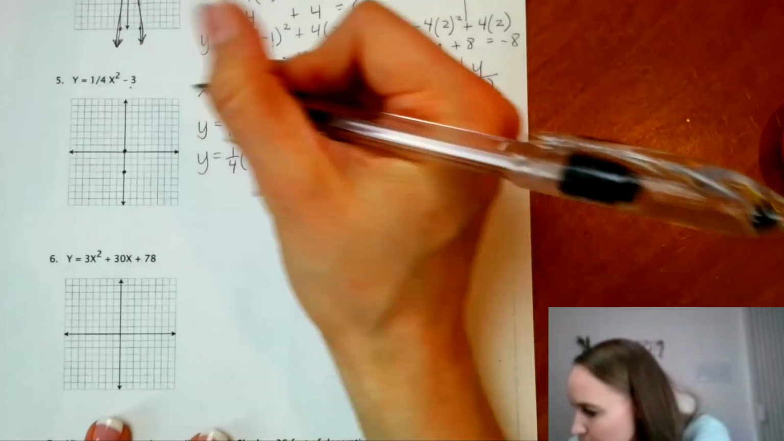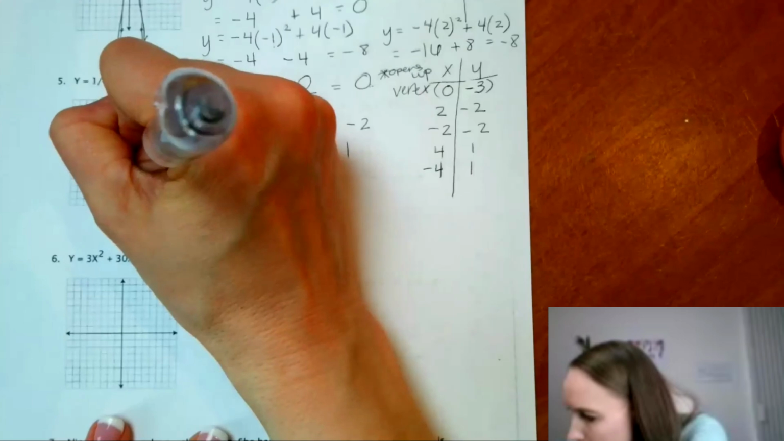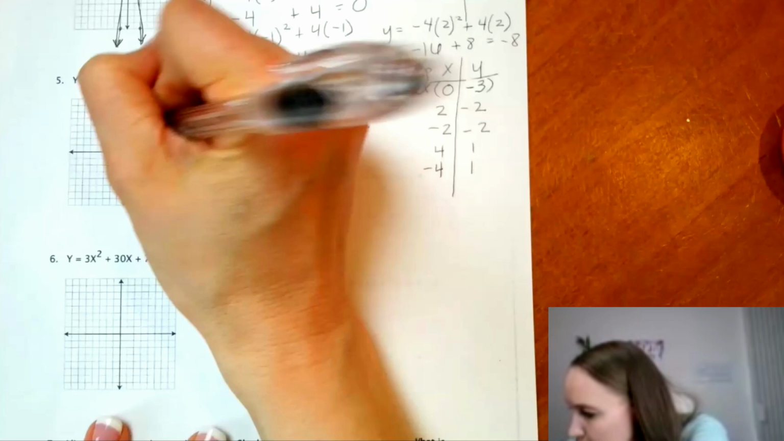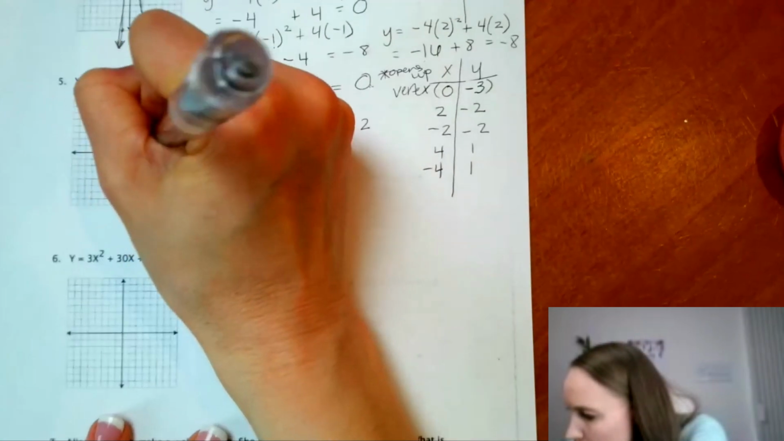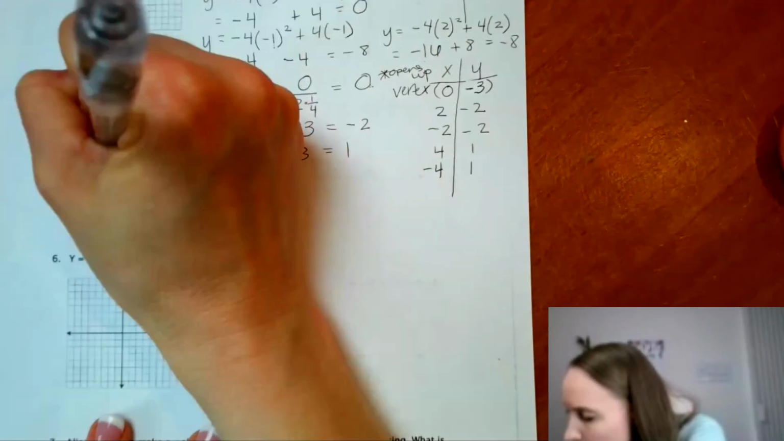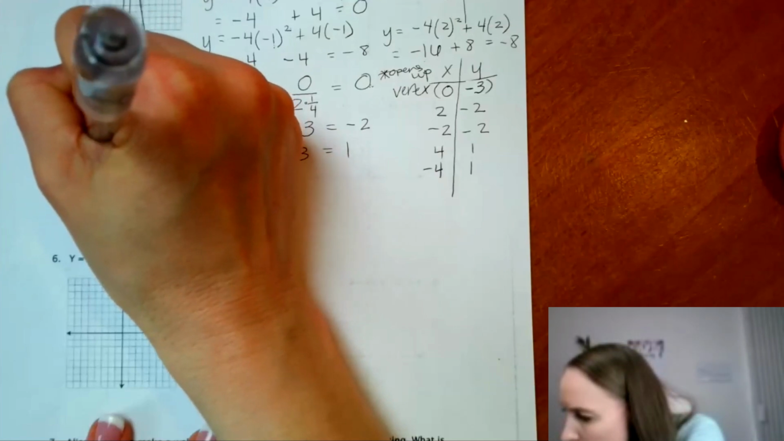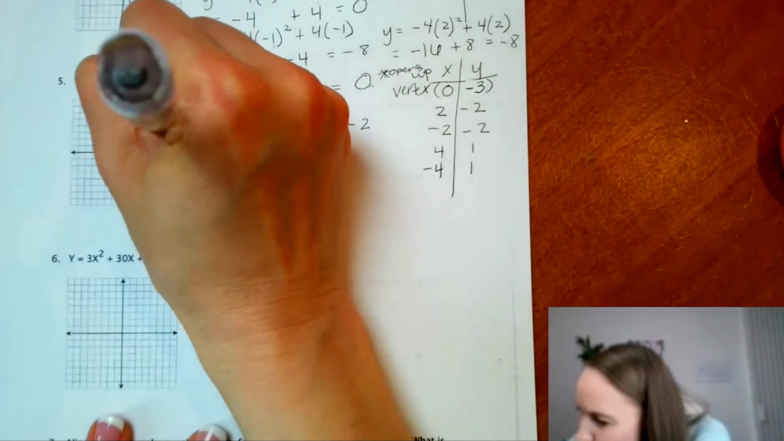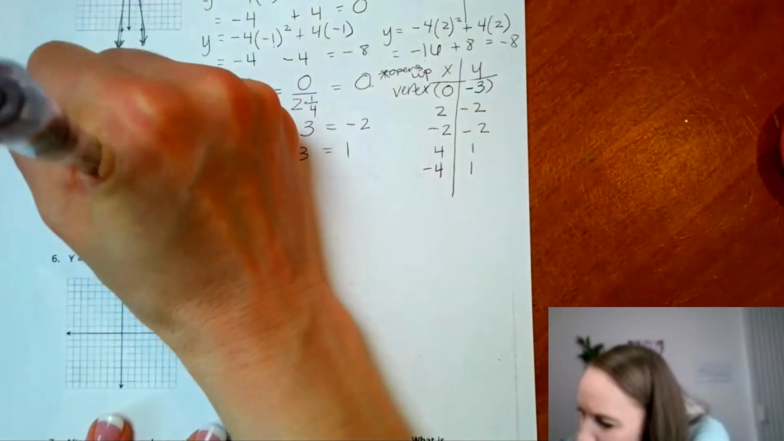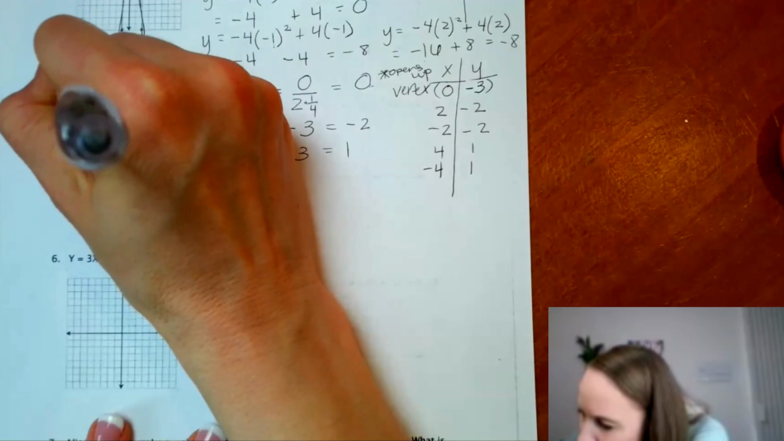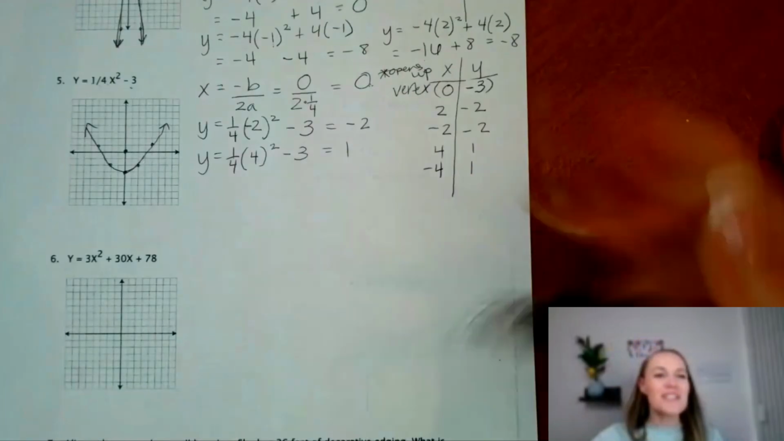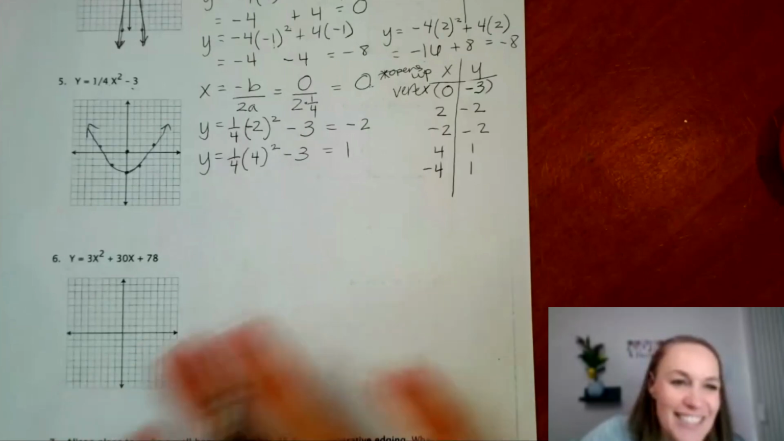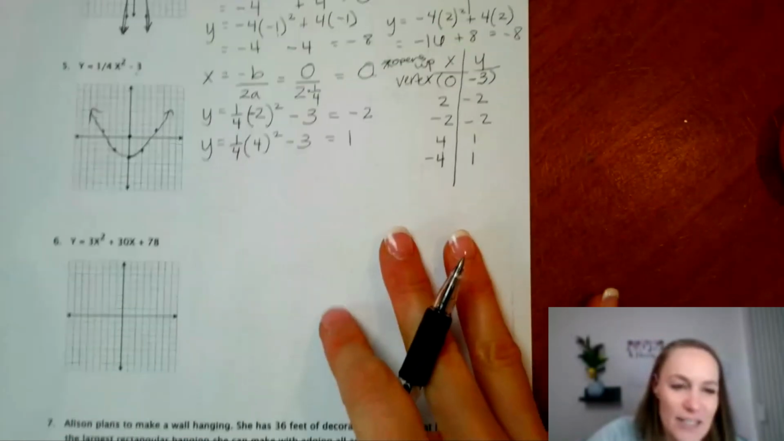2, negative 2, 4, comma 1. Okay, and then I've got this very nice wide U shape. So it looks something like that. Okay, great. All right, let's do the next one.